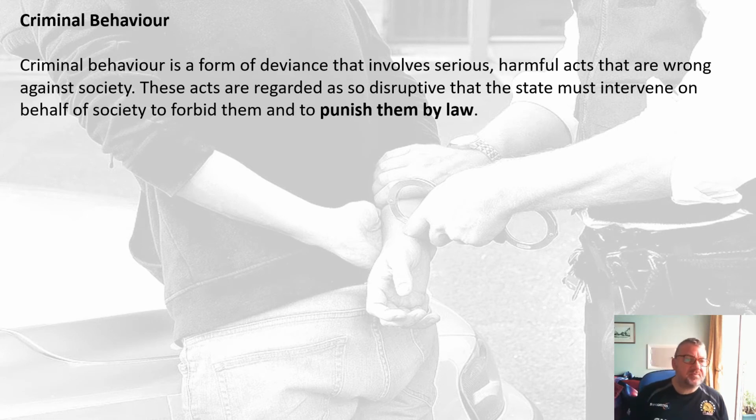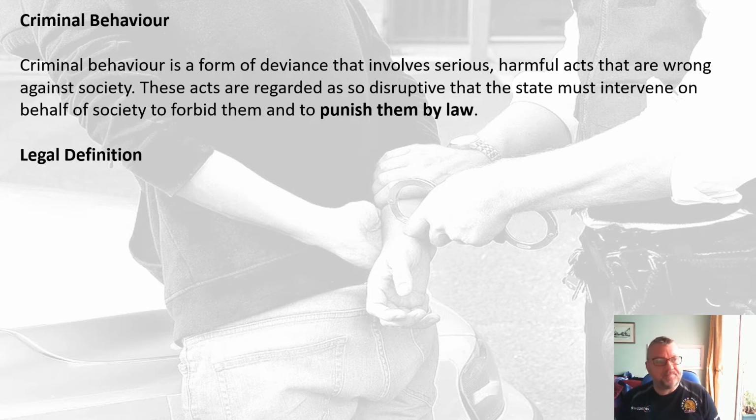Let's move on to what we mean by crime and criminal behaviour. And as I said before, obviously criminal behaviour is by its very definition deviant as well. So it's a form of deviance that involves serious harmful acts that are wrong against society. So these acts are regarded as so disruptive that the state must intervene on behalf of society to forbid them and then punish such acts by law.